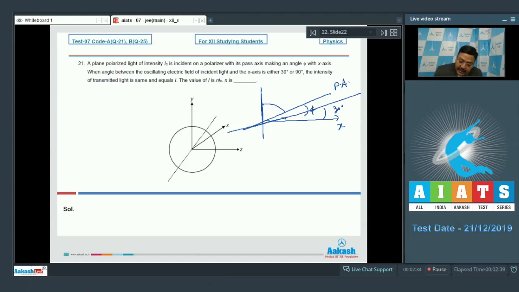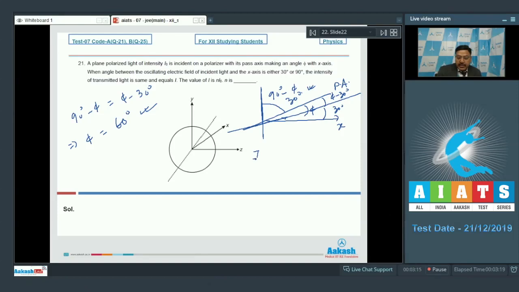Now this angle is 90 degree minus phi and this angle is phi minus 30 degree. So it clearly means that 90 degree minus phi is equal to phi minus 30 degree, which gives us the value of phi as 60 degree, which means this angle is 30 degree only.